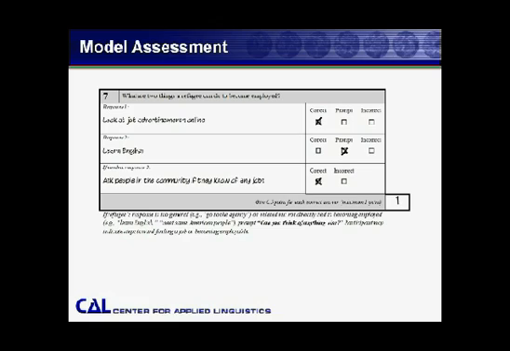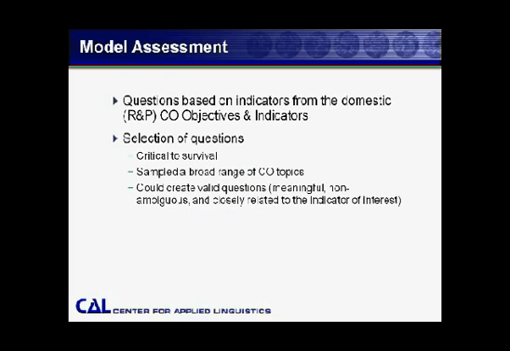So the questions on the model assessment are based on indicators from the domestic or R&P CO objectives and indicators. The questions that ended up on the model assessment were ones that were critical to survival. They sampled a broad range of CO topics, and they were topics that we could create valid questions about. So something that's meaningful, non-ambiguous, and closely related to the indicator of interest.